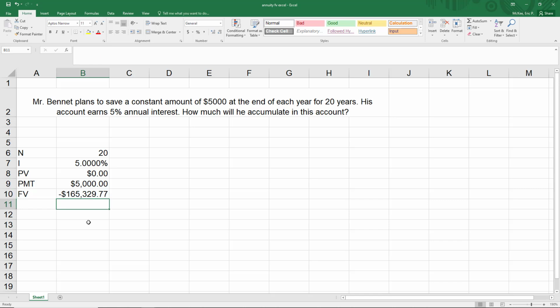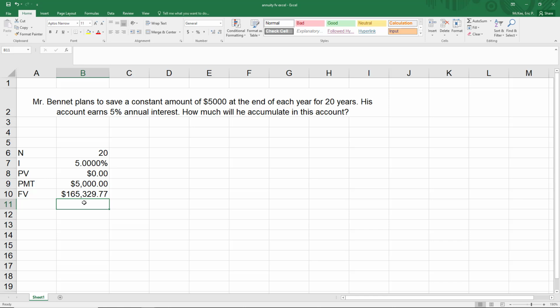165,329. This is negative because it is the opposite of my $5,000 payment. If I had put negative 5,000, I would have got positive 165, as you can see here. When I put in a negative value for 5,000, it just flips around to positive 165. And that is my answer. That's the amount Mr. Bennett is going to accumulate in the account after 20 years.